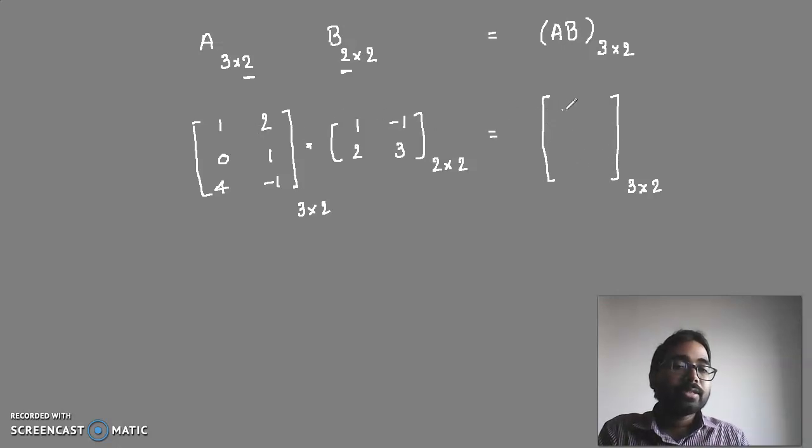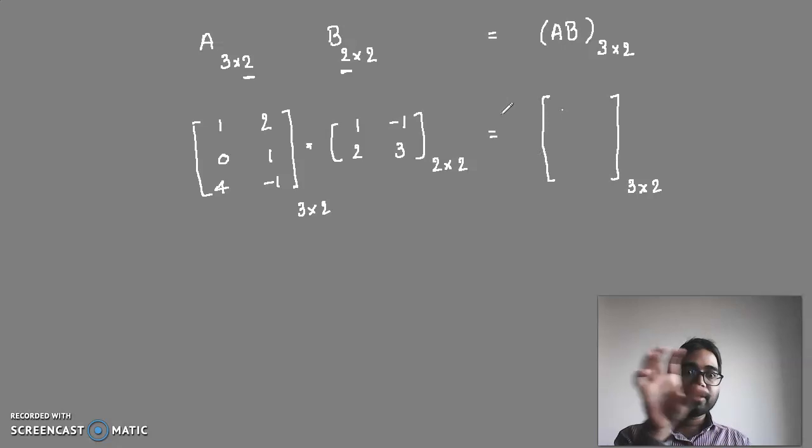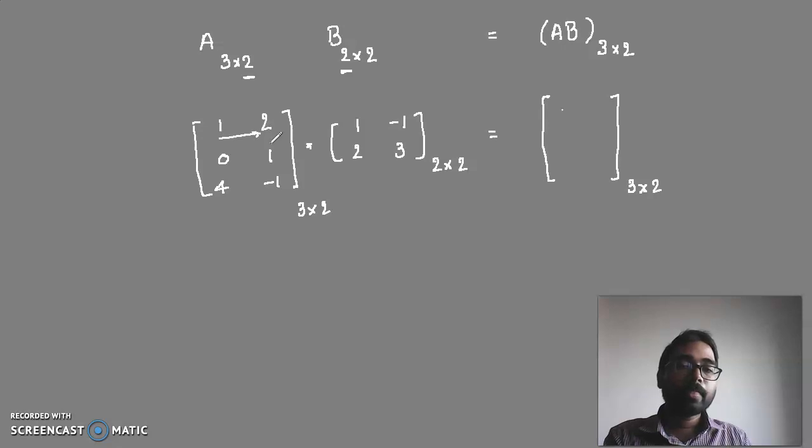This element is first row, first column. So listen to me: first row, first column. That means you take the first row in the prefactor and multiply it with the elements of the first column, corresponding elements. So 1 goes with 1, 2 goes with 2. So 1 into 1 plus 2 into 2. First row into first column. That is going to be 1 plus 4, 5.